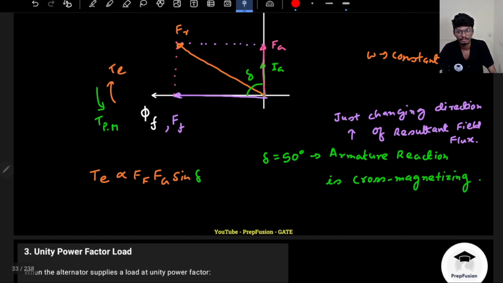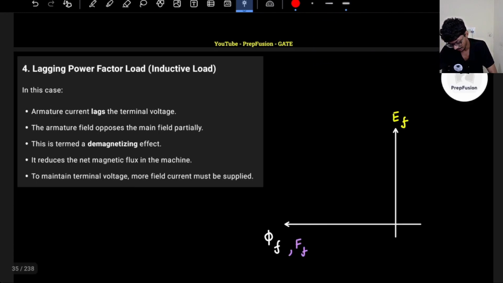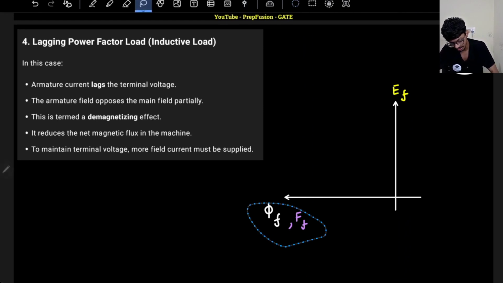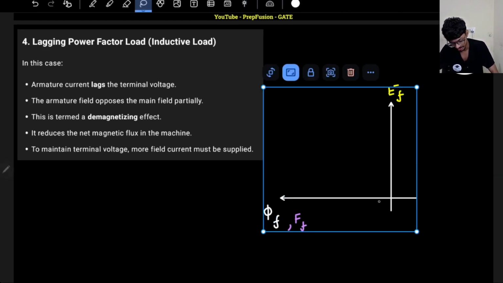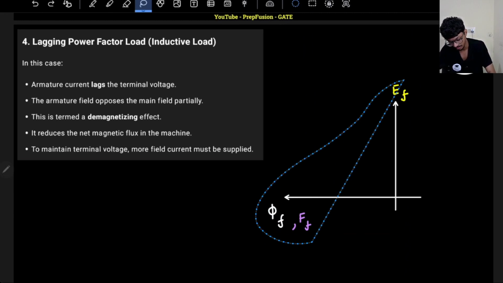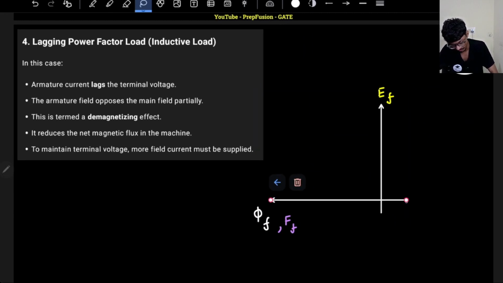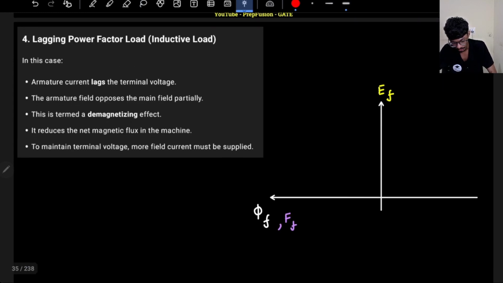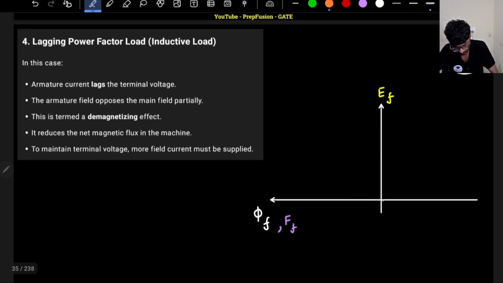That's it. Okay, now let's discuss lagging power factor. What will happen in a lagging power factor? In case of a lagging power factor, we know that the armature current will lag the armature voltage. Again, it is the internal power factor, so it is not dependent on the load. Basically, the armature current will lag, 90 degrees in the clockwise direction to EA. So this will be IA.